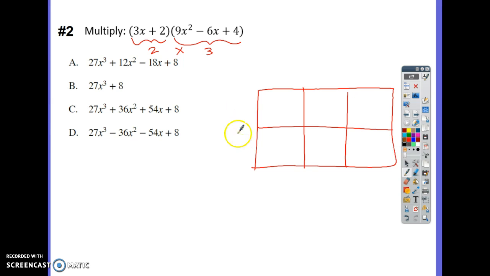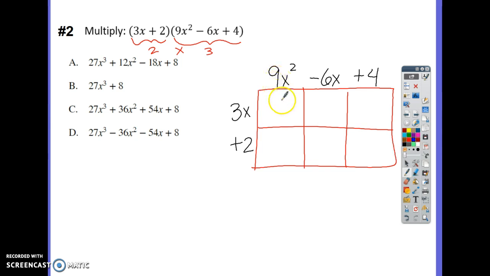So on this side I have 3x plus 2. I got it from this binomial in the front. And then on the top I'm going to put 9x squared minus 6x plus 4, because I got it from the second one, which is a trinomial. And again, you multiply everything inside.